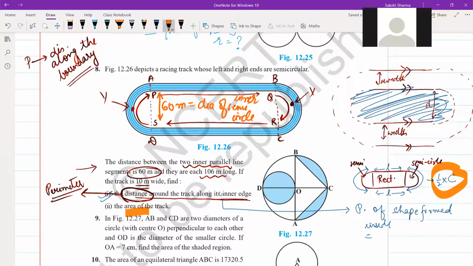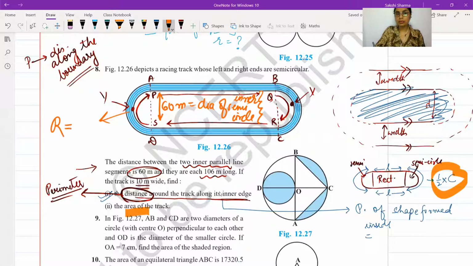Yes, ma'am. And please note down that this is the diameter of the inner semicircle, not the outer semicircle. The outer semicircle is larger. So the outer semicircle's radius will be equal to the radius of the inner circle plus the width of the track. This is how you can find out the radius of the outer circle. Just like concentric circles.